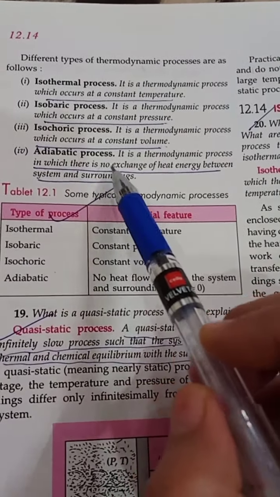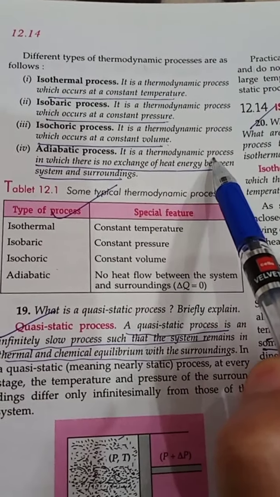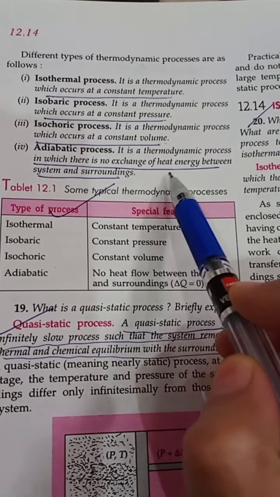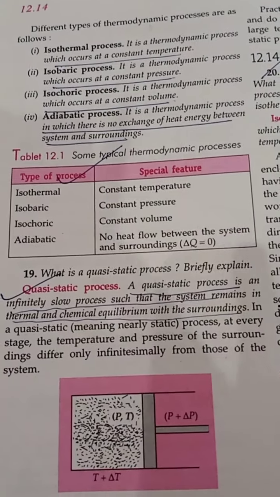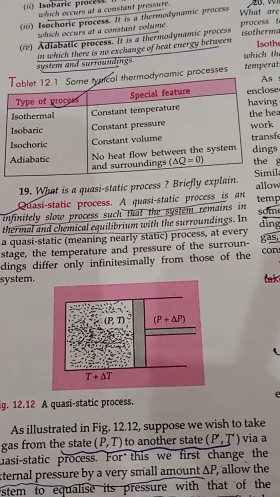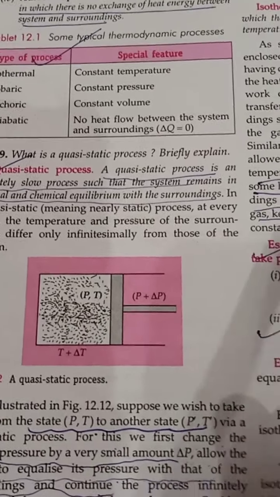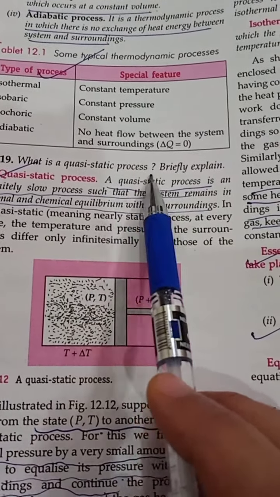Fourth, adiabatic process. It is a thermodynamic process in which there is no exchange of heat energy taking place between the system and the surroundings. Clear? Next is, what is a quasi-static process?